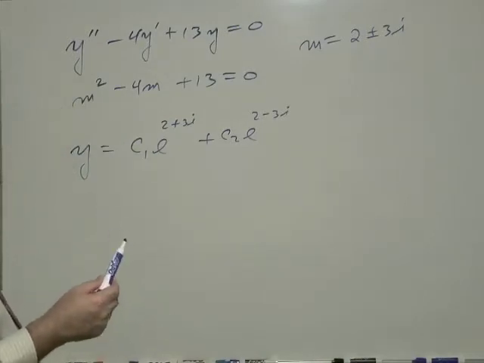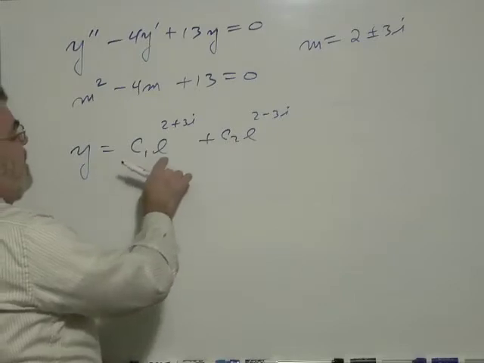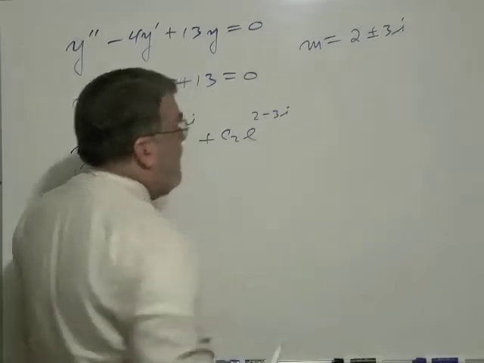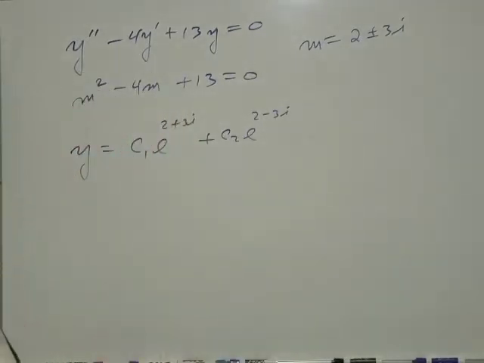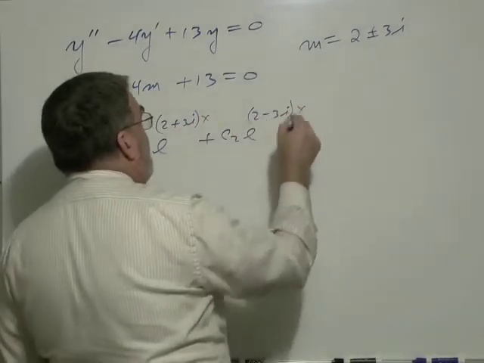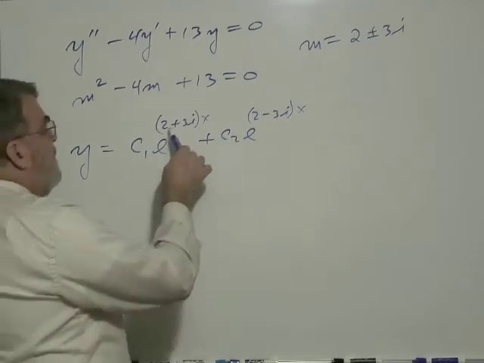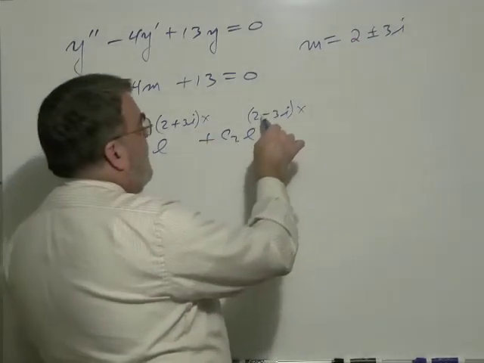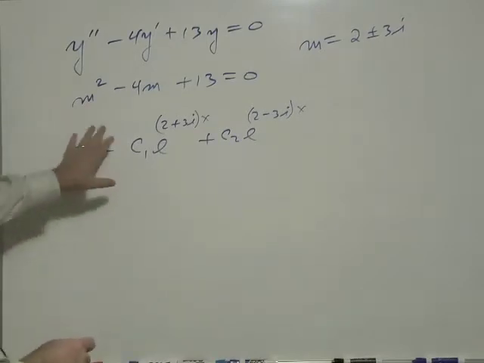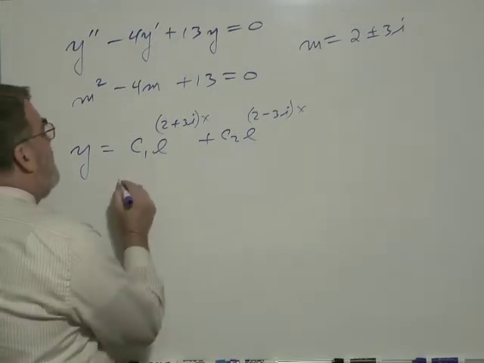So if we use the pattern we've developed, then my solution y is going to be c1 e to the 2 plus 3i plus c2 times e to the 2 minus 3i times x in each case. Sorry about that. Let's put those x's in there. All right, now it's correct. And so really it's c1 e to the root 1 x plus c2 e to the root 2 times x. Now we can fiddle with this. It's not a terribly useful answer for the real world, so let's see what we can do with it.